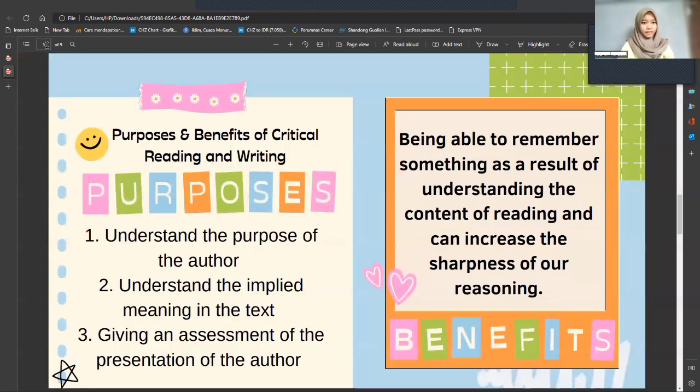Okay, next slide is purpose and benefits of critical reading and writing. The purpose. First is understand the purpose of the author. Second, understand the implied meaning in the text. And the last is giving an assessment of the presentation of the author. And the benefits is being able to remember something as a result of understanding the content of reading and can increase the sharpness of our listening.